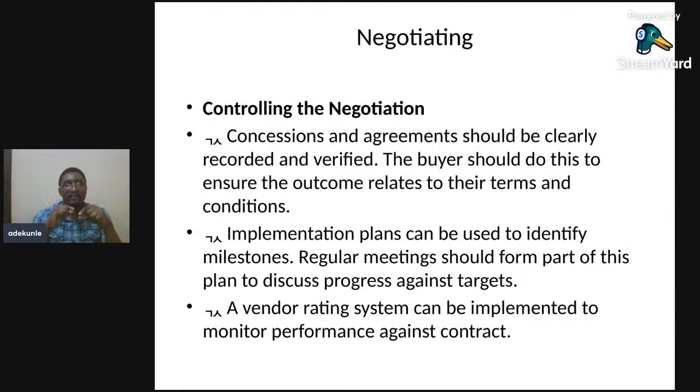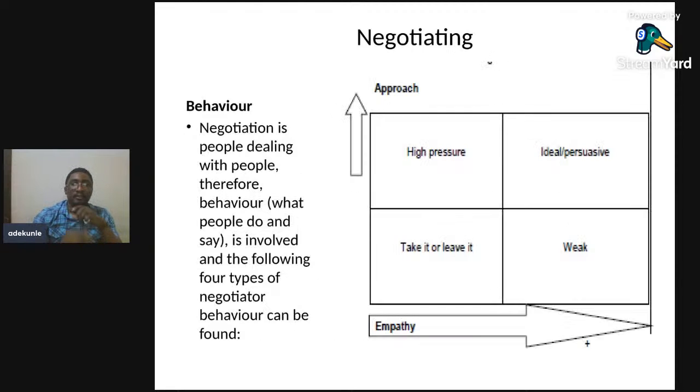Sometimes you control by giving concession and agreement that is clearly recorded and verified. Then, of course, you go further to put an implementation plan that can be used to identify milestones. Both parties will look at it. And of course, you can actually control negotiation by bringing a vendor rating system that can be implemented to monitor performance against the contracts. So now this chart shows you where you can bring behavior in while negotiating.